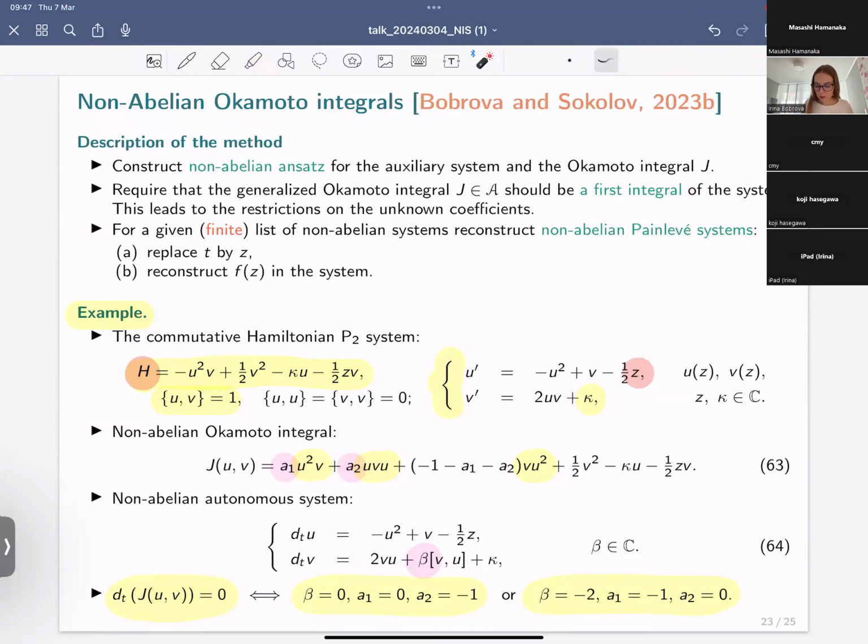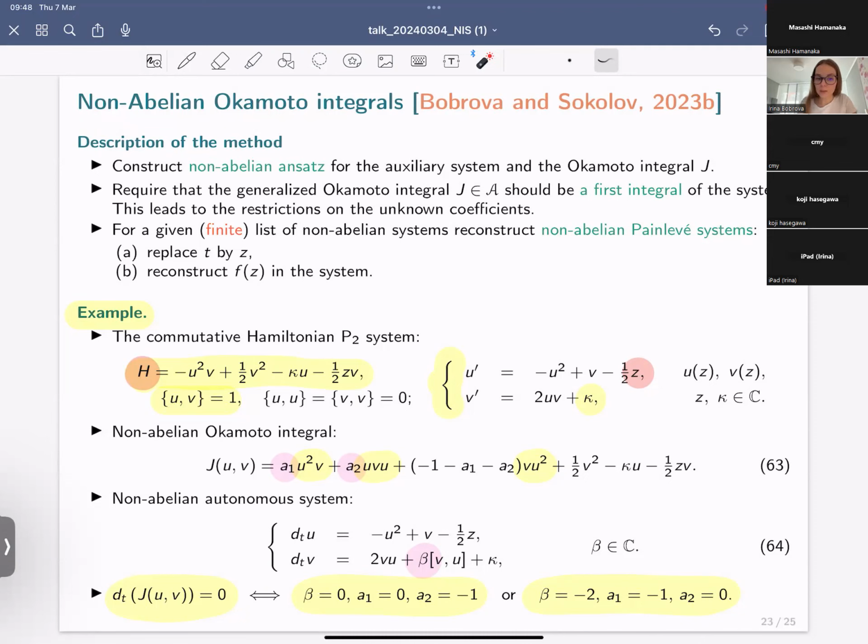And these two solutions are related to each other by a transposition, because in the first case we have just VU, and in the second case we have 2UV. And these two terms are related to each other by a transposition. Well, in fact, we obtain an autonomous system, and in order to rewrite it in the non-autonomous form, we just replace t by z, and obtain a non-autonomous system of the Painlevé-2 type.